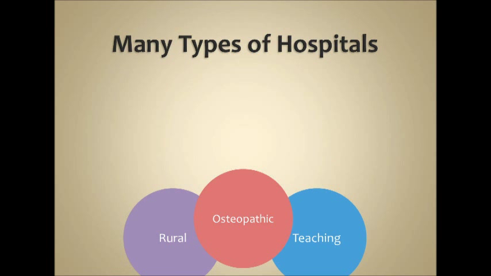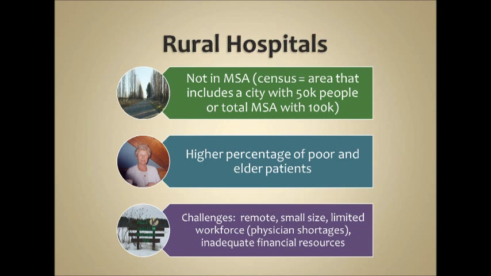So finally, we're back with the last three things to look at. There's teaching hospital, osteopathic, and rural. I can't focus enough on the issues rural areas have with different challenges in the healthcare system. If you're not in an MSA, which is a census area that includes a city with 50,000 people or more, or there's a total MSA nearby with 100,000 people. But basically, it's pretty easy to not be in an MSA.